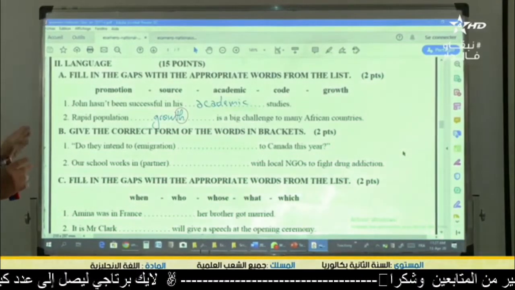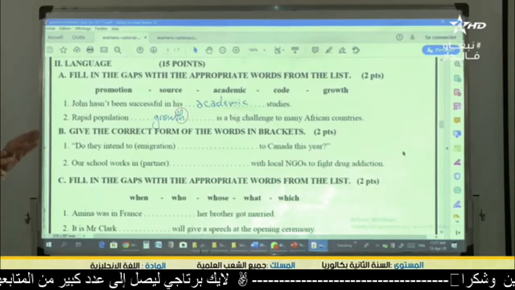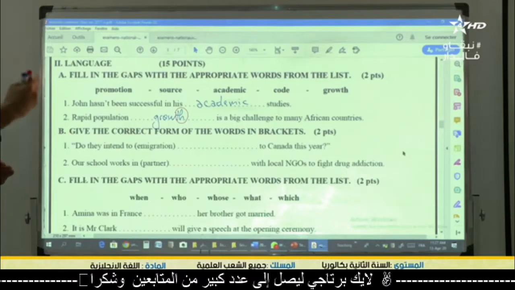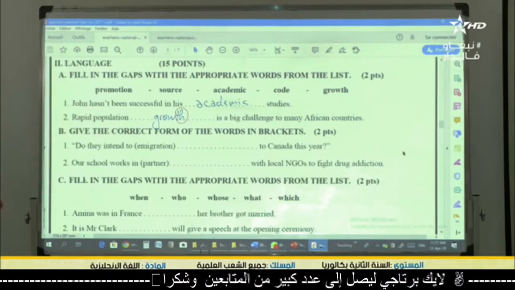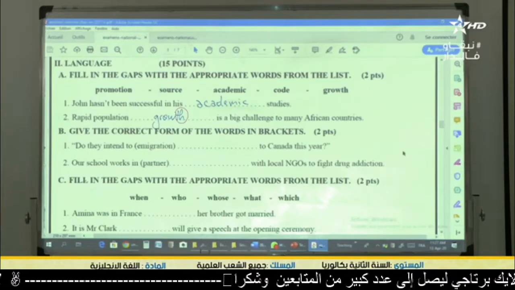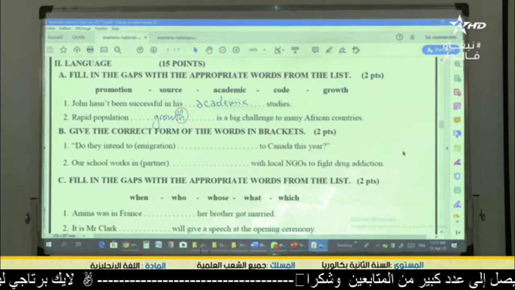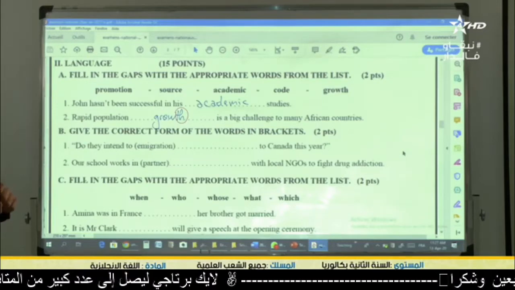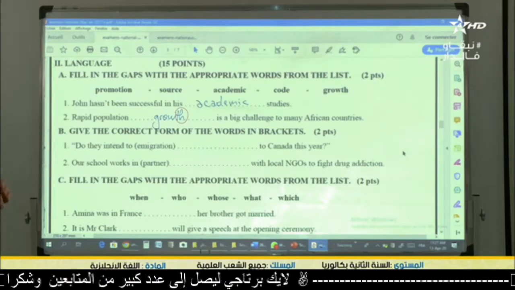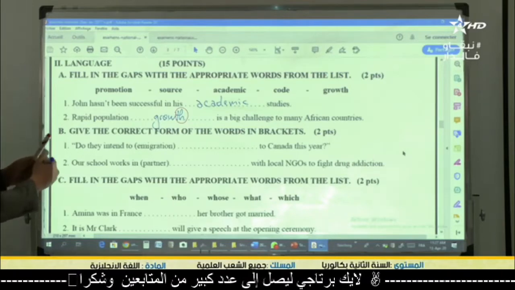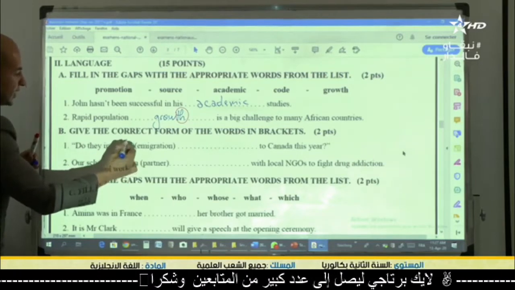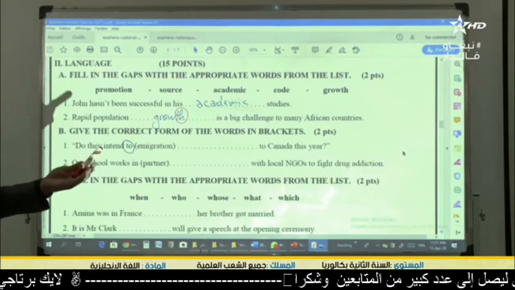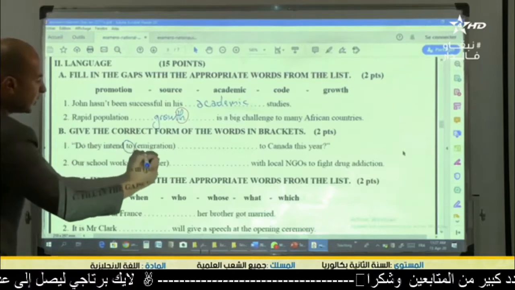If you look here, do they intend? Intend is to have an intention. Do they intend, do they plan, do they intend to immigration to Canada this year? Are they planning, are they thinking about immigration to Canada this year? Do they intend to? Normally, what comes after to is a verb. Very good. So normally we need a verb here.